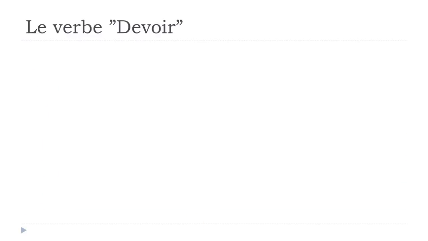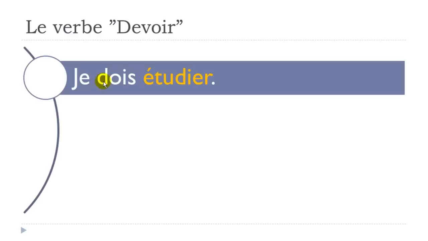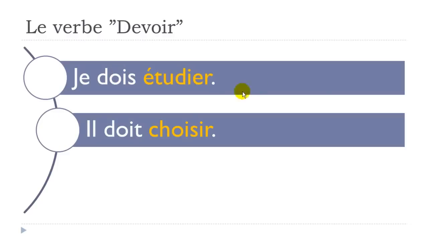Let's see a few examples. The first one: je dois étudier. Étudier is to study. The rule in French is that if you put two verbs in a sentence, the second one must be at the infinitive form, the basic form of the verb. Je dois étudier. I must study. Then il doit choisir. Choisir means to choose, and I put the infinitive form, the IR form. Il doit choisir. He must choose.